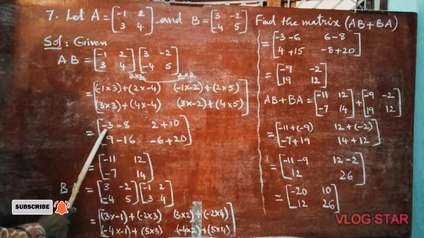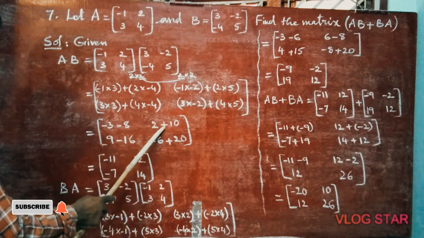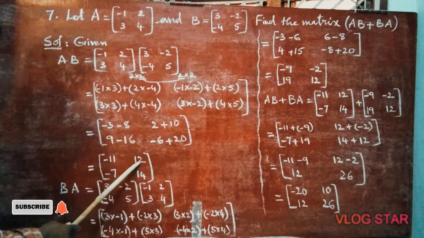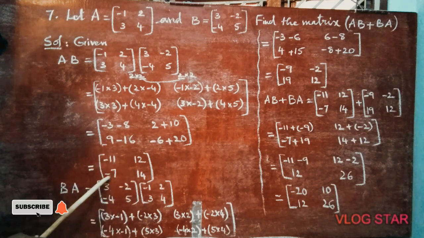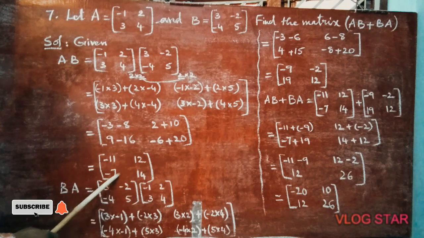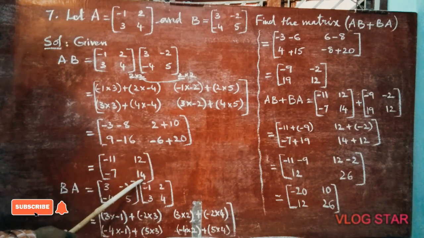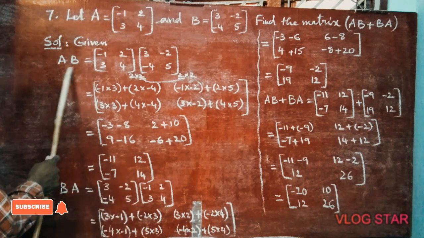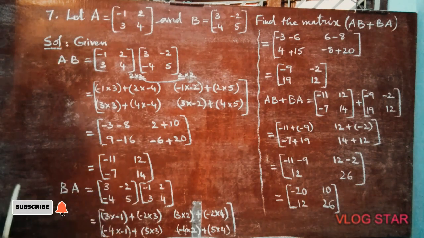Now, minus 3 minus 8 is minus 11. 2 plus 10 is 12. 9 minus 16 is minus 7. Minus 6 plus 20, or 20 minus 6, is 14. This is the answer of AB. Now we are going to find BA. B into A. B into A.